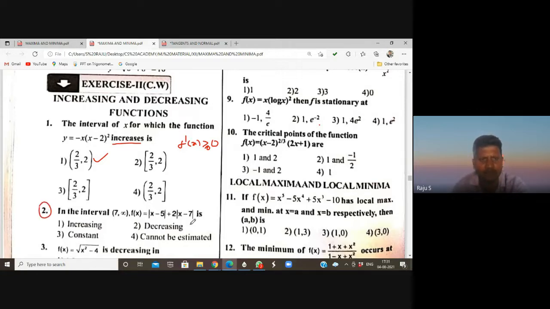Can anyone tell the answer? Already they have given the domain. In this domain, whether the function is increasing, decreasing or constant cannot be estimated. Take any value from 7 till infinity. Is it positive or negative? That only you have to tell me.